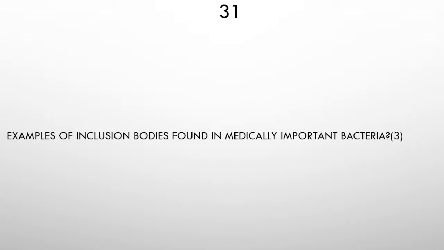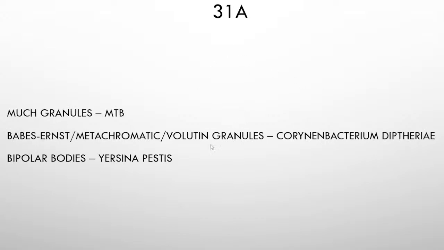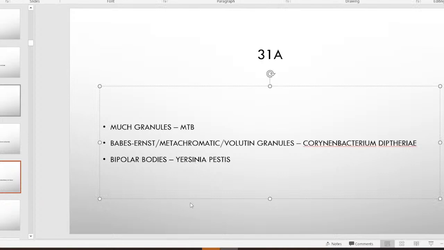All right. So, inclusion bodies found in medically important bacteria. There are three actually. One of them is Much granules, usually seen in AFB stains. Another one is bipolar bodies. Sorry, I'm talking about inclusion bodies, not spores. So, Much granules are seen in MTB. Babes-Ernst bodies, or metachromatic or volutin granules, are seen in Corynebacterium diphtheriae. And the last one is bipolar bodies, seen in Yersinia pestis. All right.